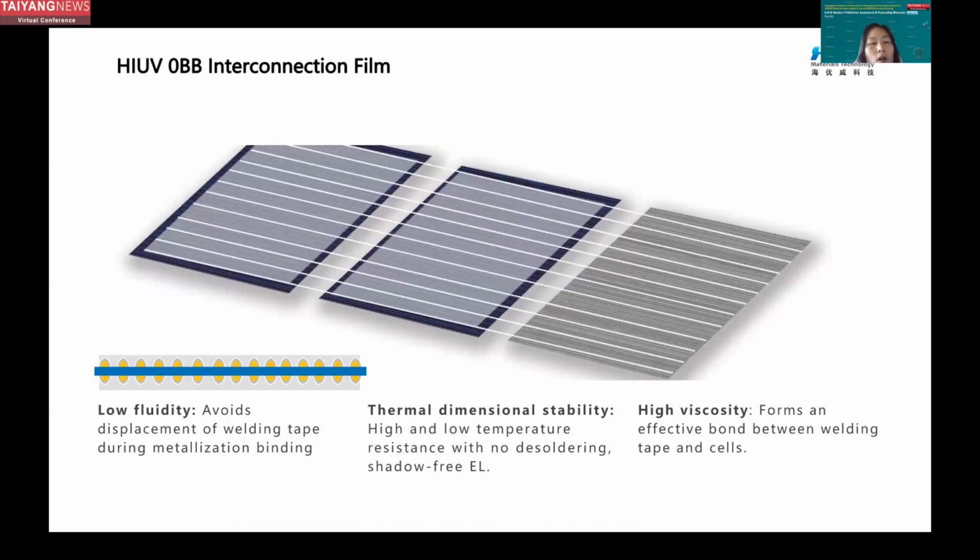For HIUV, we mainly focus on the interconnecting film of OBB. First, it has to have a low fluidity when forming the metallization alloy. Second, the thermal resistance, no matter high temperature or low temperature, no desoldering. Third, it should have a high viscosity. The welding tape and the cell should have a good fit and bonding.